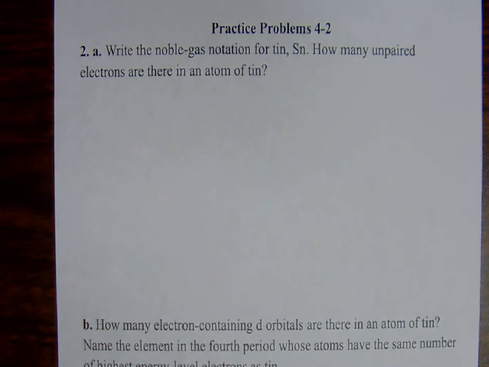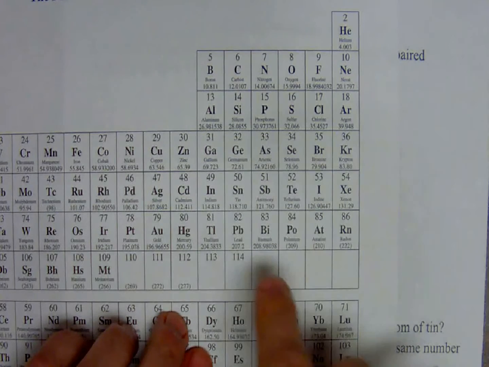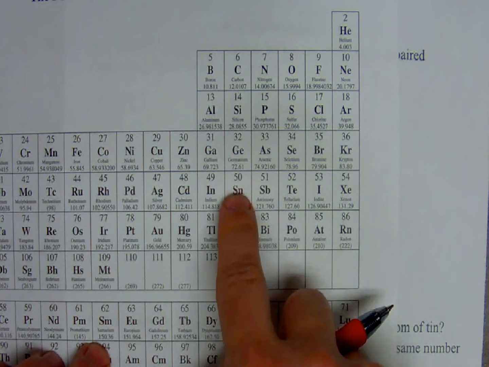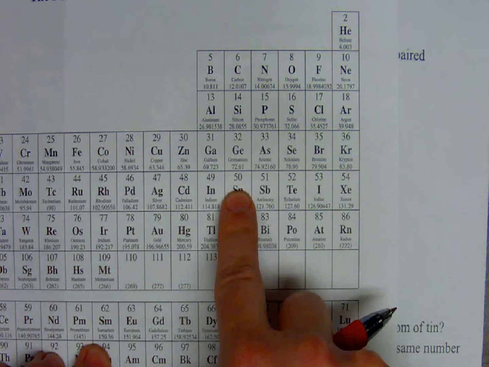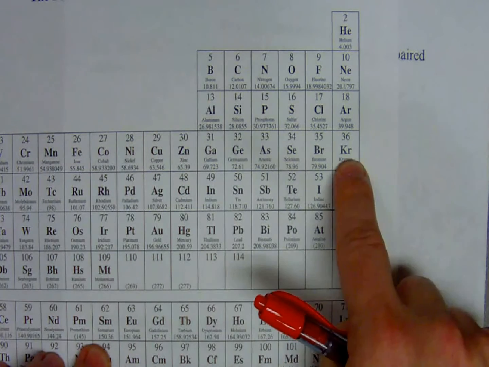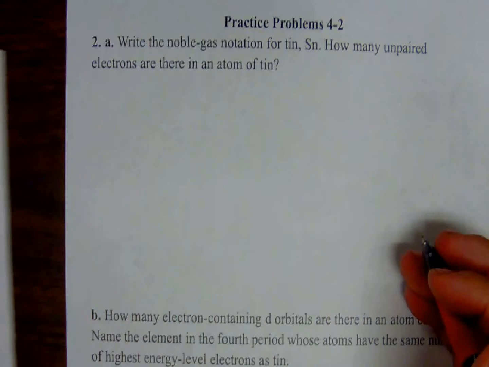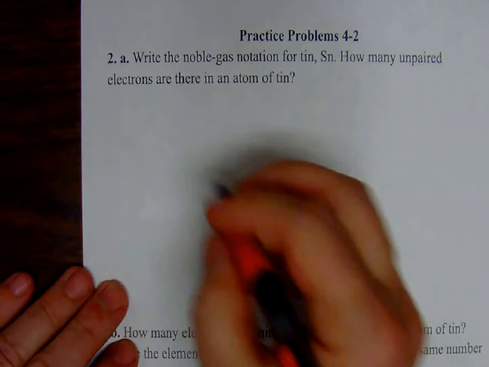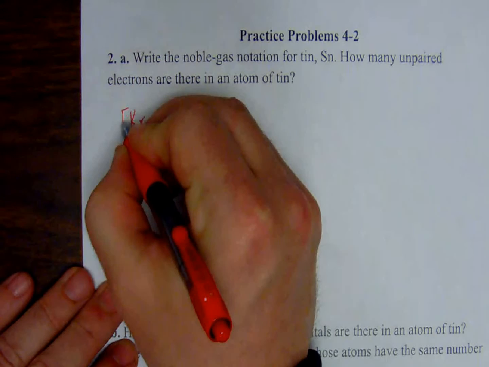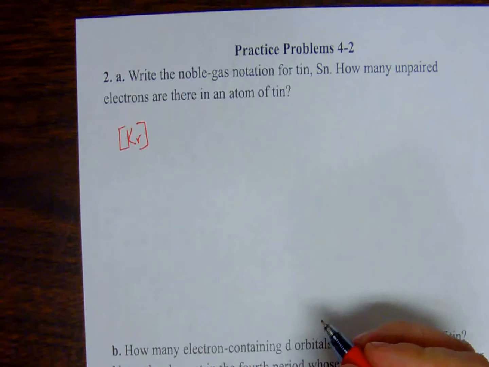But here I'm going to save some time, and I'm going to find Sn. It is number 50, and I'm asked to write the noble gas notation. So I need to find, moving backwards, the nearest noble gas. That turns out to be krypton, number 36. That's going to allow me to represent all 36 of those electrons just by writing Kr in brackets. And now I don't have to write all the way from the beginning 1s2, 2s2, 2p6, and so on.